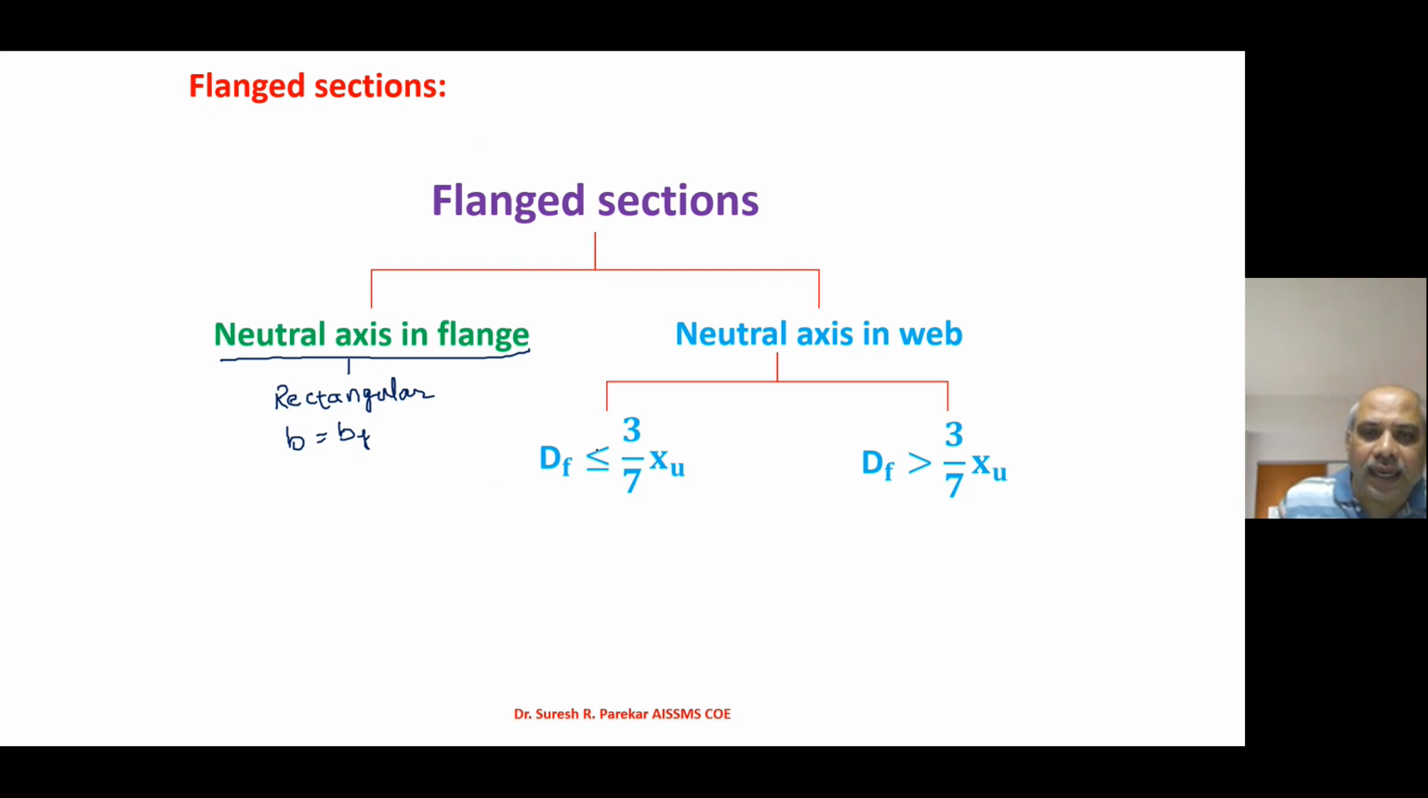When DF less than or equal to 3/7 XU, this is one case, means we have DF less than 3/7 XU. So 3/7 we have rectangular section and our DF is less than that of rectangular section. And DF greater than rectangular section means it lies in parabola. So when DF less than 3/7 XU, we have value of stress, we have rectangular portion in DF, whereas here we have to go for YF.